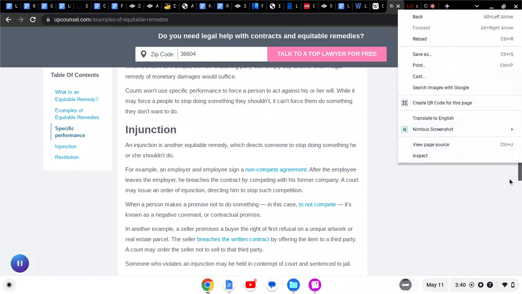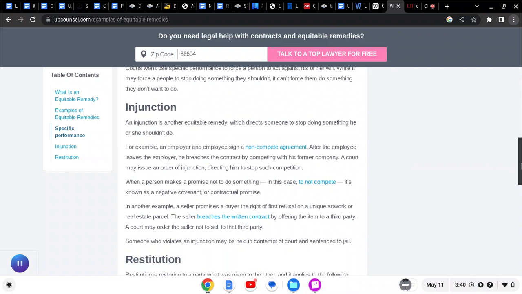I'm going to read it to you though, just a little. I'm not going to read too much of it. I'm just giving y'all a basic general understanding of it, and then I'm going to explain to you the purpose of a court of equity. An injunction is another equitable remedy which directs someone to stop doing something which he or she should not do.